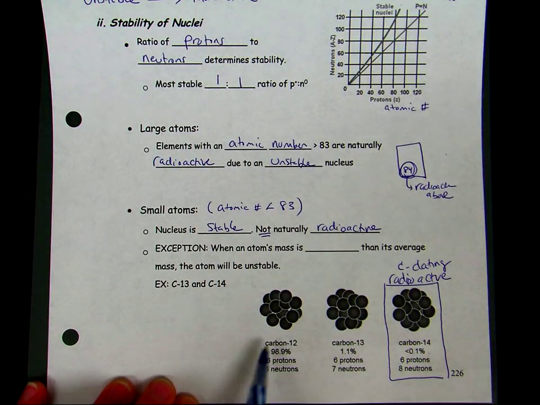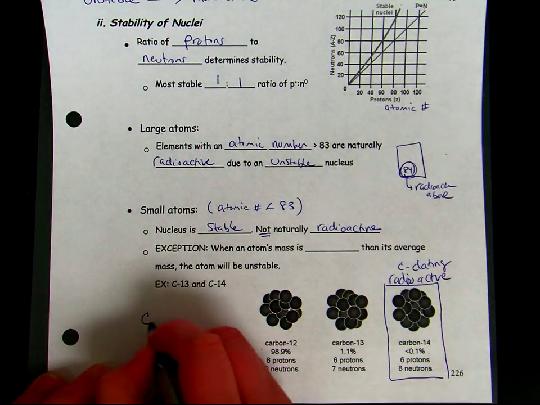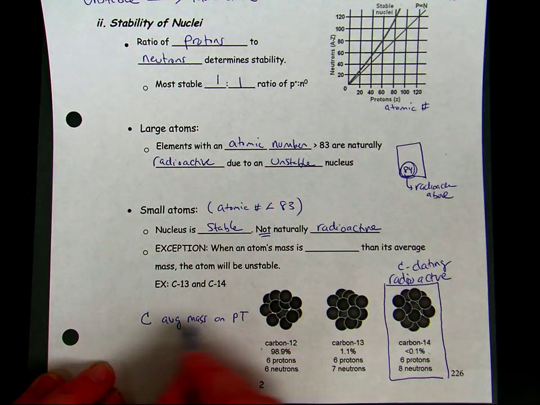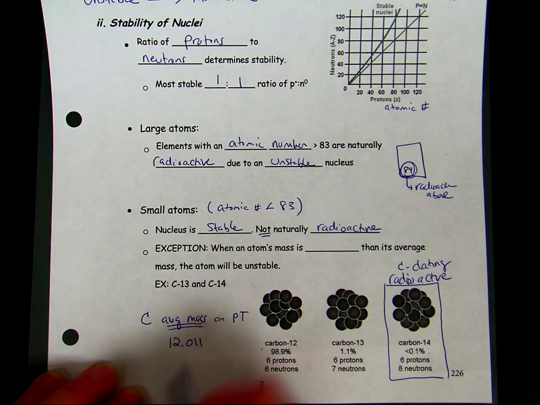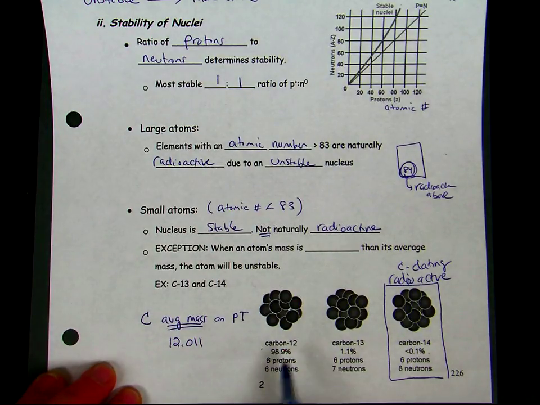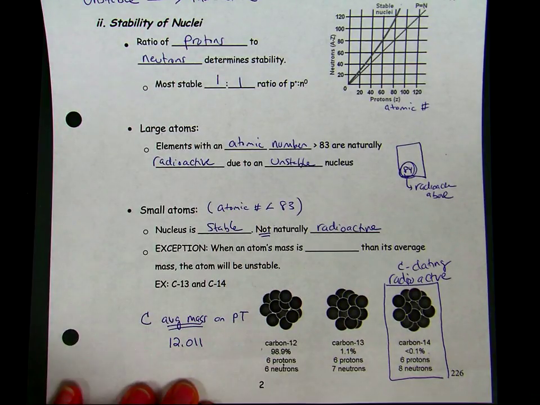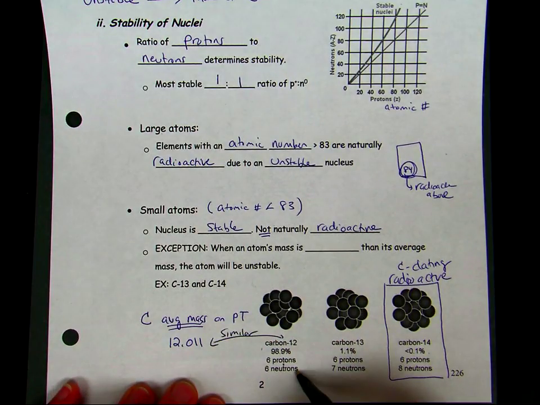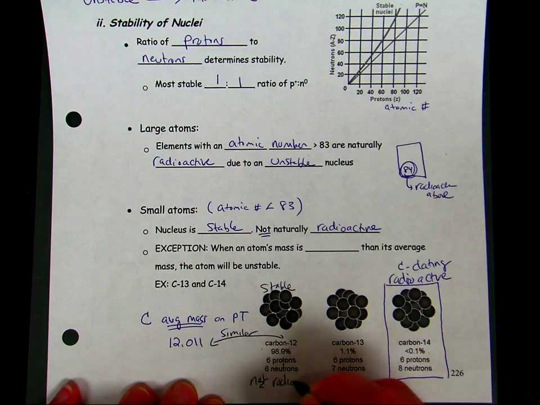So if you take a look at the periodic table and you look at carbon's average mass, that average mass is the atomic mass, so the average mass of any carbon atom is like 12.011, right? Notice that carbon-12, its mass number is pretty similar to the average mass. Okay, so these are very similar. And carbon-12 is stable, so it is not radioactive.